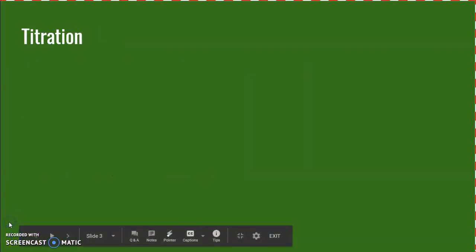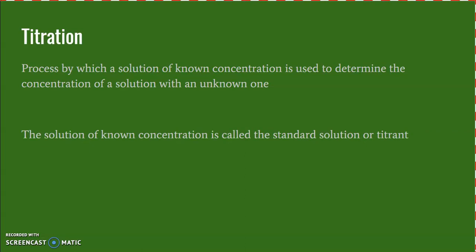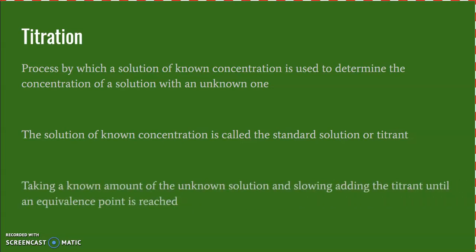This neutralization process is used in what we call titration, by taking a known concentration of an acid or a base to then neutralize an acid or a base with that known concentration to determine the concentration of your unknown one. So the solution of known concentration is called either the standard solution or the titrant. And if you take a known amount of your unknown concentration solution and slowly add in this titrant until an equivalence point is reached, you can then use that neutralization process in stoichiometry to determine what is the concentration of your unknown substance.